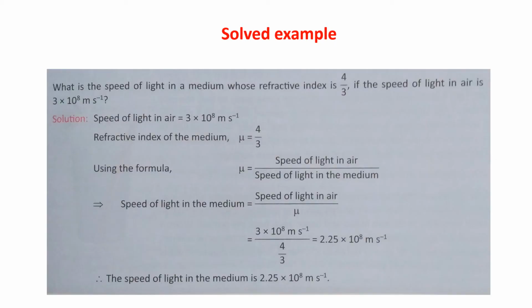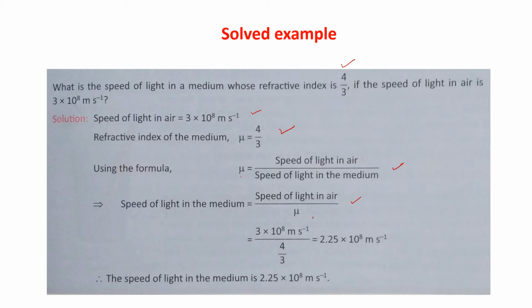So here one numerical is given. What is the speed of light in a medium whose refractive index is 4/3? That means mu is given. If the speed of light in air is 3 × 10⁸ meter per second. So you know that the speed of the light in air is given and you know the refractive index. Your formula is mu is equal to speed of the light in air by speed of the light in medium. Now from here the speed of the light in medium will be speed of the light in air by mu.